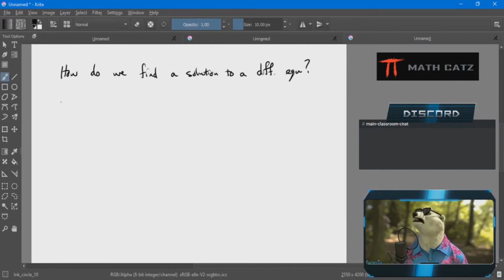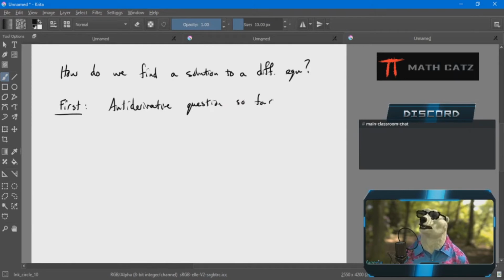So first, let's just look at what we have done so far without realizing it in our antiderivative questions so far. We've done differential equations without realizing it.